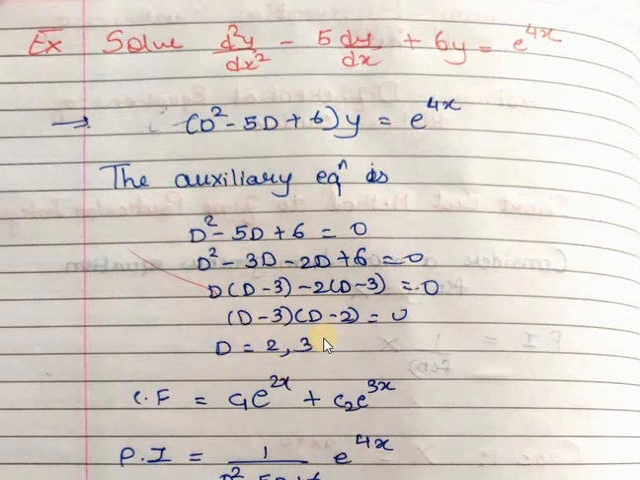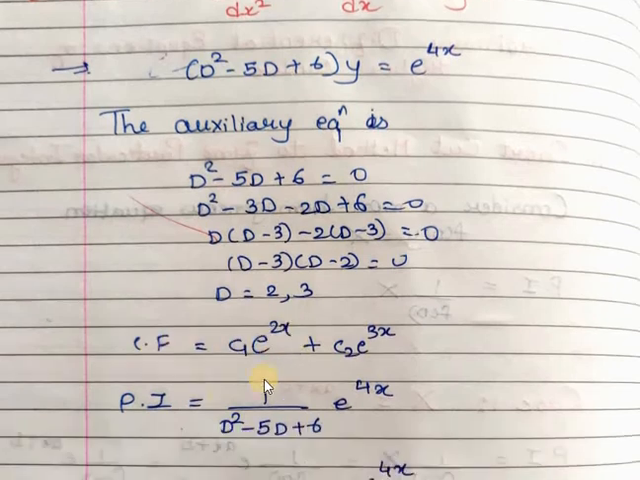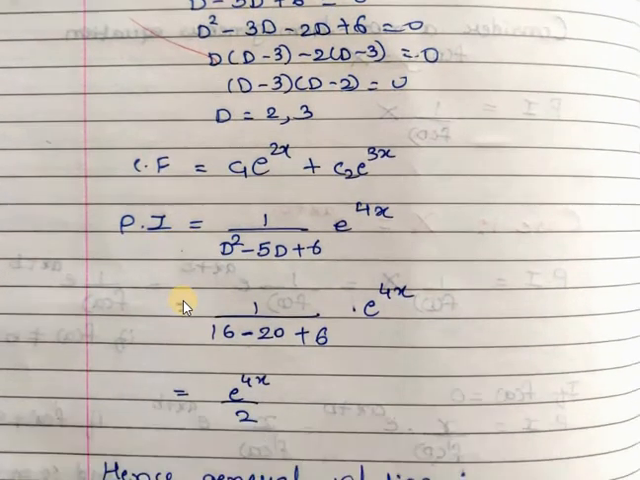So here, in this example, these roots are real and different, so CF is equal to C1 into e raised to 2x plus C2 into e raised to 3x, because the first root is 2 and the second root is 3. So this is our CF, that is the complementary function. Now we will find out PI, that is the particular integral.